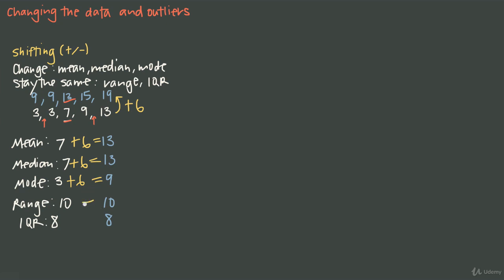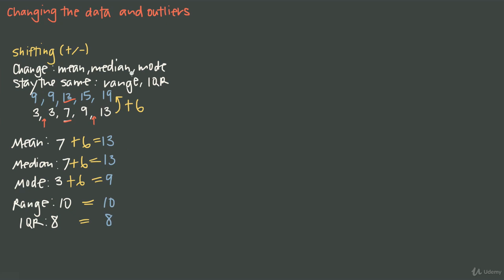But the range and interquartile range stayed exactly the same. And that should make sense to us because the mean, median, and mode are all measures of the middle, and we've taken this whole data set and shifted it up or shifted it to the right on the number line, so the middle is going to change. But the spread of the data set stays the same. We just move the whole group of data up together, so the range is going to stay the same. The interquartile range is also going to stay the same.